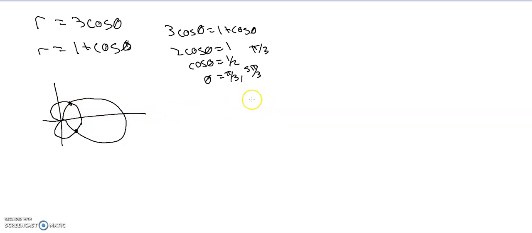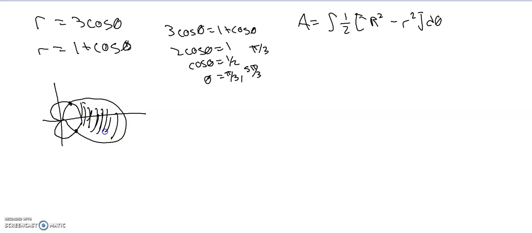Okay, so the next part, we want to use a formula to solve for the area. The formula we're going to use is the integral of 1/2 of big R squared minus little r squared d theta. And then we're not going to do the limits yet. We're going to figure those out. Next, we need to find out what big R is and little r is. Big R is the one further away. So if you want to go outside the second one, inside the first, the one that's furthest away from the origin is this big one, 3 cosine theta.